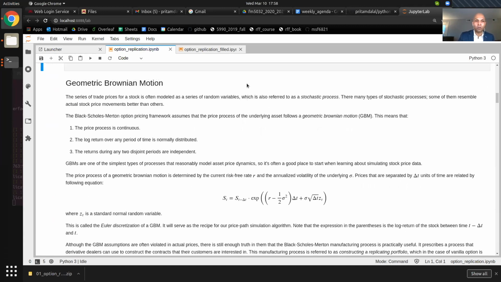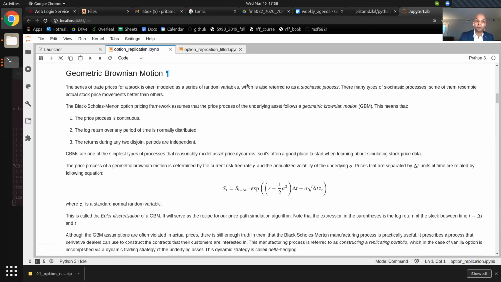Okay, so let's talk a little bit about geometric Brownian motion, which you guys are probably familiar with. The series of trade prices for a stock is often modeled by a series of random variables, which we typically call a stochastic process. There are lots of different types of stochastic processes. Some of them resemble stock price movements better than others. So the Black-Scholes-Merton option pricing framework assumes that the price process of the underlying asset follows a geometric Brownian motion. So what exactly does that mean?